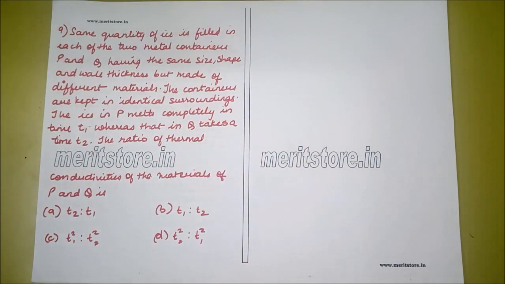Same quantity of ice is filled in each of the two metal containers P and Q having the same size, shape and wall thickness but made of different materials. The containers are kept in identical surroundings. The ice in P melts completely in time T1 whereas that in Q takes a time T2. The ratio of thermal conductivities of the materials of P and Q is, the options given are T2 is to T1, T1 is to T2, T1 square is to T2 square, and T2 square is to T1 square.